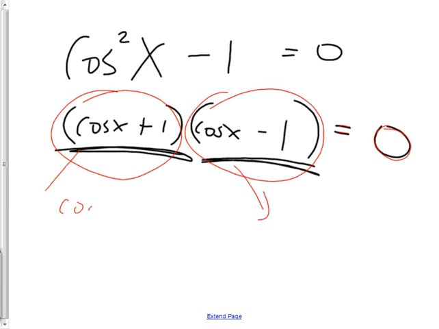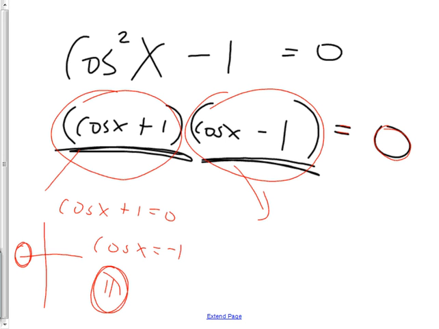This one's cosine x plus 1 equals 0. Cosine x equals negative 1. And remember, cosine is the x, right? Sine y, cosine x. If the x is negative 1, is there any spot where x is negative 1 on the circle? Where's x negative 1? Over here. And what is that? Pi. Yep. So the answer for that one's pi. Is there any other place where x is negative 1? Look on here. Nope. There's only one answer for that one.